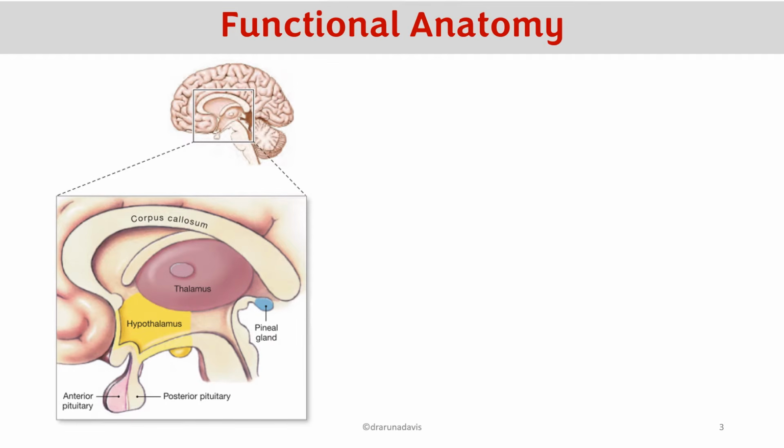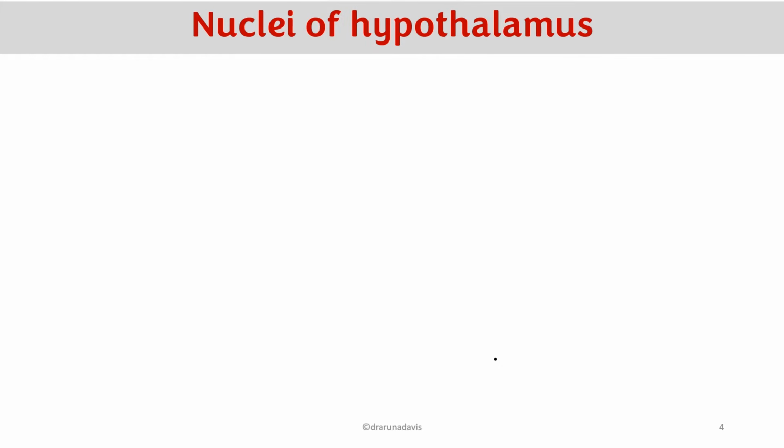So where is this hypothalamus? You can see that hypothalamus means it should be below the thalamus, right? So this is the thalamus here, and here we've got the hypothalamus, which is a very small area but has very important functions, right? Now we'll see the different nuclei of the hypothalamus.